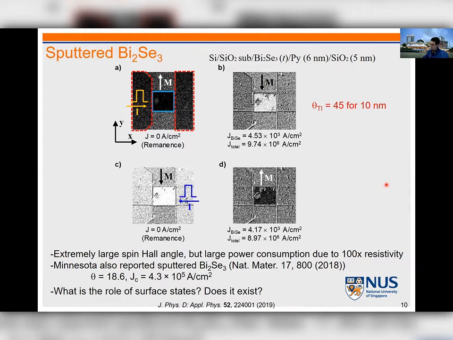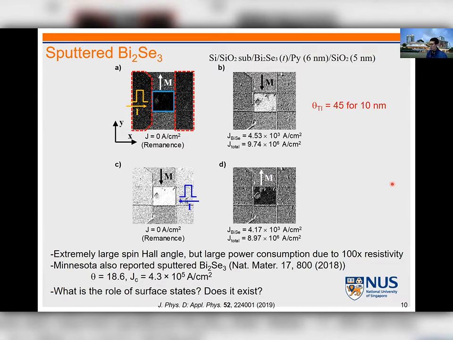I think that is an outstanding question, to be resolved in the future. But anyhow, we find that in terms of total power consumption, there is not much advantage in using these topological insulator materials. As the name suggests, it's basically an insulator. So if you put a 3D ferromagnet on top, you will basically have a huge current shunting effect.